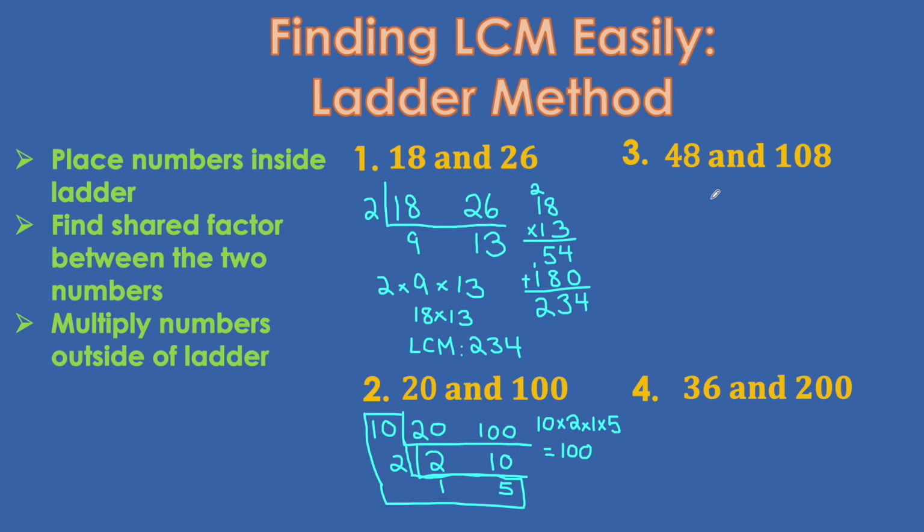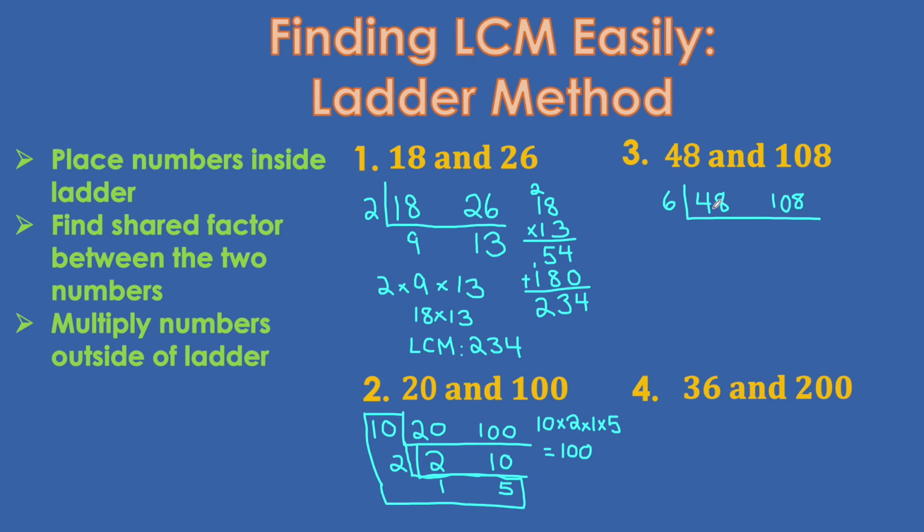Moving on to number 3. The least common multiple between 48 and 108. We're going to write down the numbers first. 48 there, 108 here. Draw a ladder sign. Think of a factor that's shared between these two numbers. Let's try number 6.